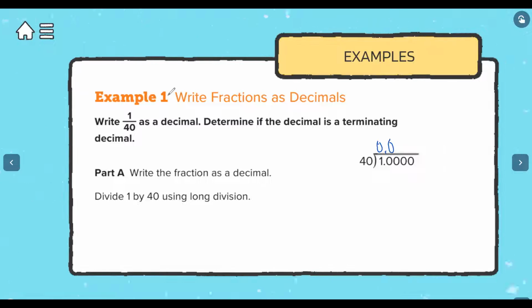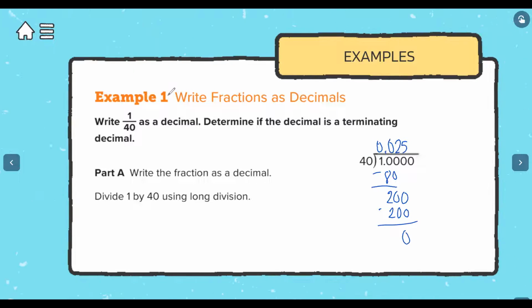Now, how many times can the 40 go into the 100? It can go 2 times, okay? Now we multiply 2 times 40, it's 80. So we're going to put 100 minus 80 is 20, okay? Now we need to put another 0 down. How many times can the 40 go into the 200? Okay, it can go 5 times. 5 times 40 is 200. So 200 minus 200 is 0, okay?